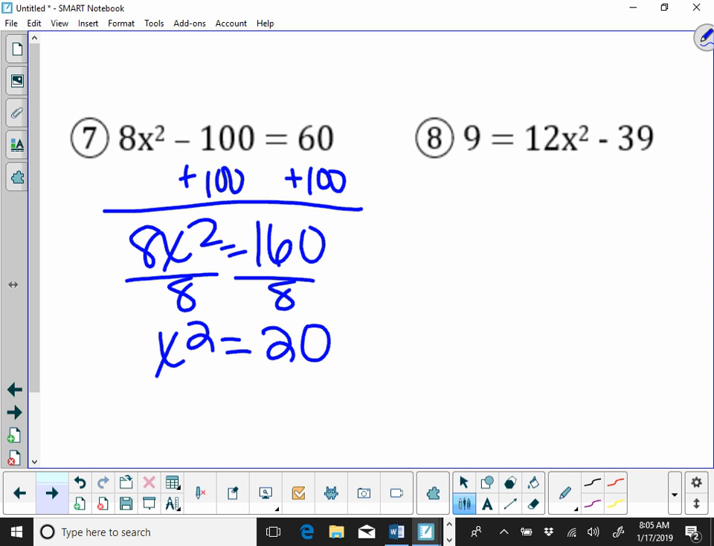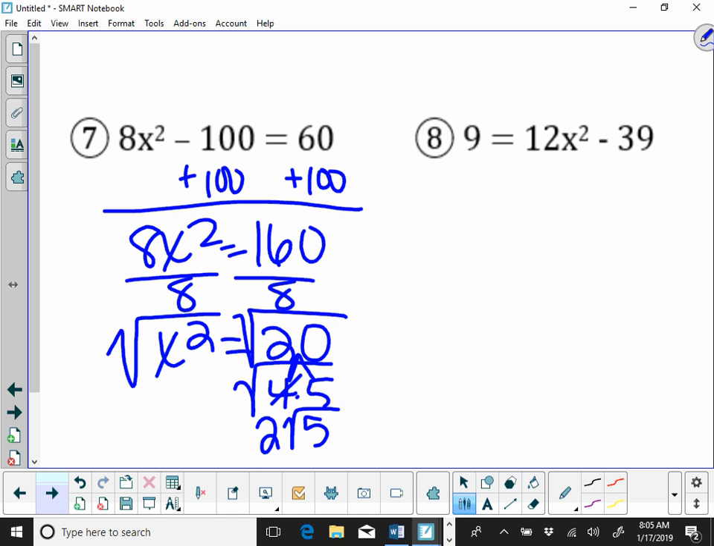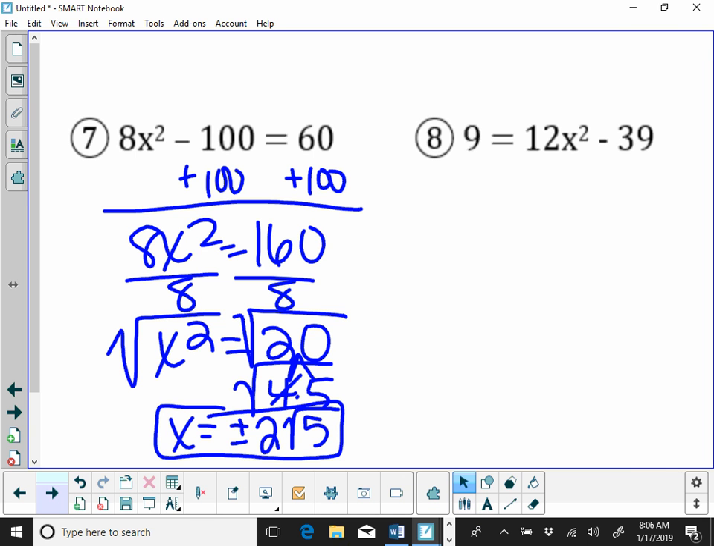And then same process, y'all. Take the square root. So 20 is not perfect. We break that down into 4 times 5, and the square root of 4 would give me 2 on the outside, 5 on the inside. Don't forget your plus minus. Okay, so you can try number 8.